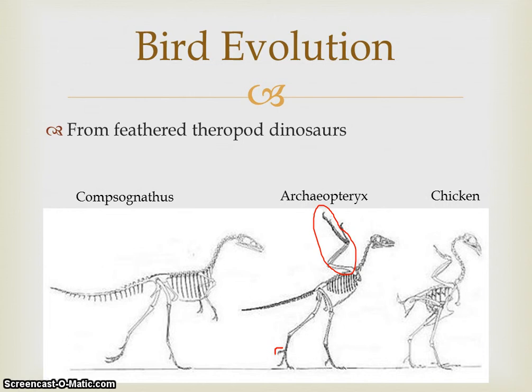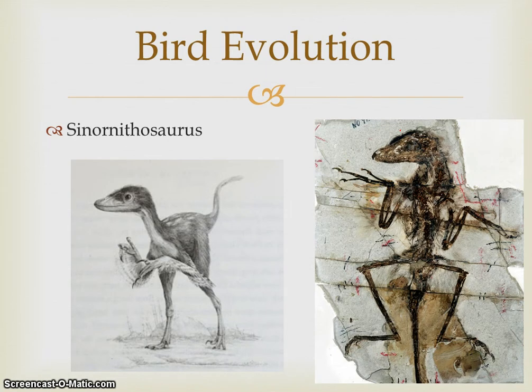an opposable first digit, and it was also covered in flight feathers that are similar to modern birds, so it was most likely able to fly rather than just glide. Archaeopteryx isn't the only transitional form between theropods and birds that has been found. Sinorthosaurus is an even more ancient ancestor or relative of modern birds.